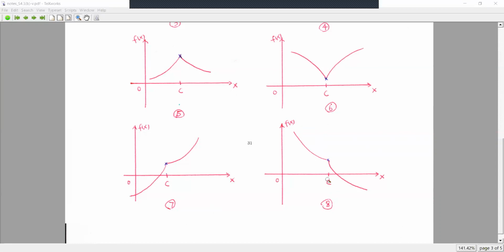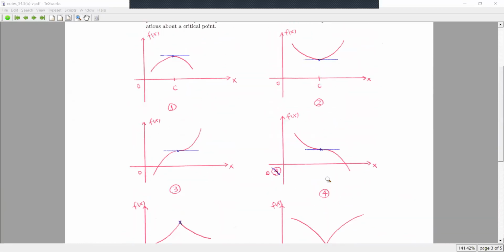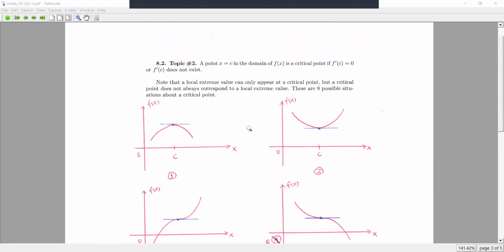So about this topic 2, let me repeat the key point. A local maximum value and a local minimum value can only appear at a critical point. However, at a critical point, the function may not have a maximum, may not have a minimum.